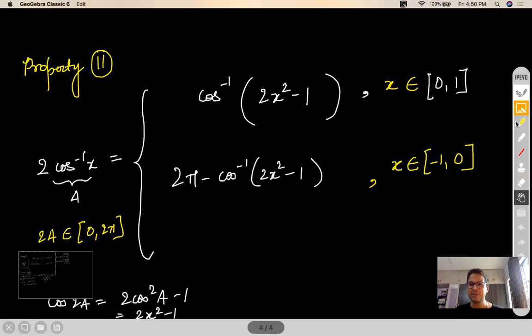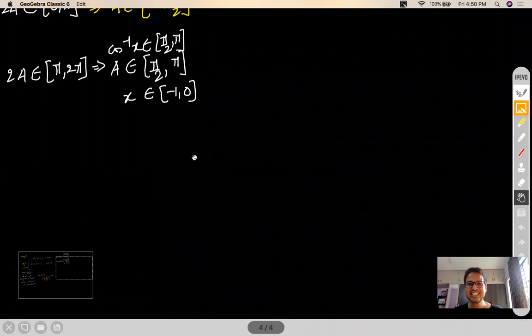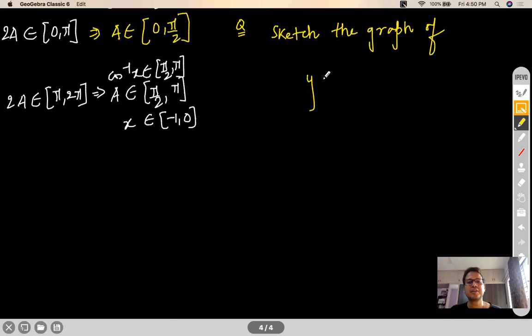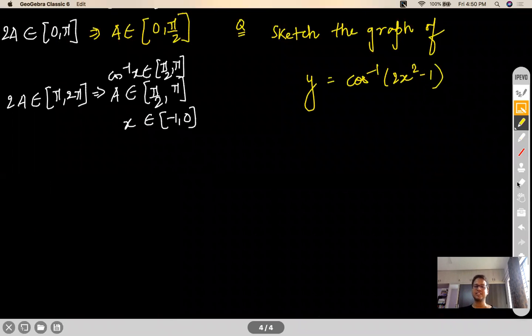Okay, don't worry. You have 3 more opportunities. But before that, you know what is going to be my next question? Sketch the graph of cos inverse of 2x square minus 1. This is going to be a very simple graph. By the way, this is an even function. So please note, this function is an even function.